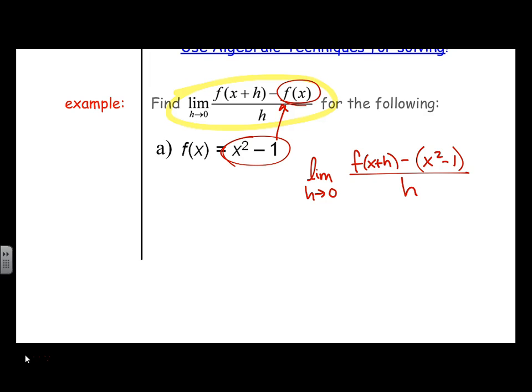F of x plus h. Because I have h, plug in 0, but guess what? It's going to be 0 over 0. Keep going, and we'll see that in a second. But first of all, I need to get the function notation out. That's just the pattern. I need to actually apply it to the specific function given to me in letter A.